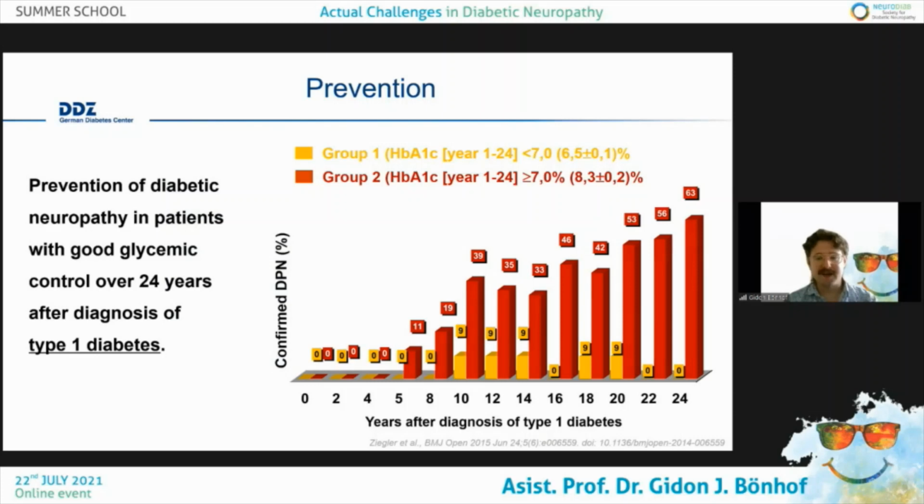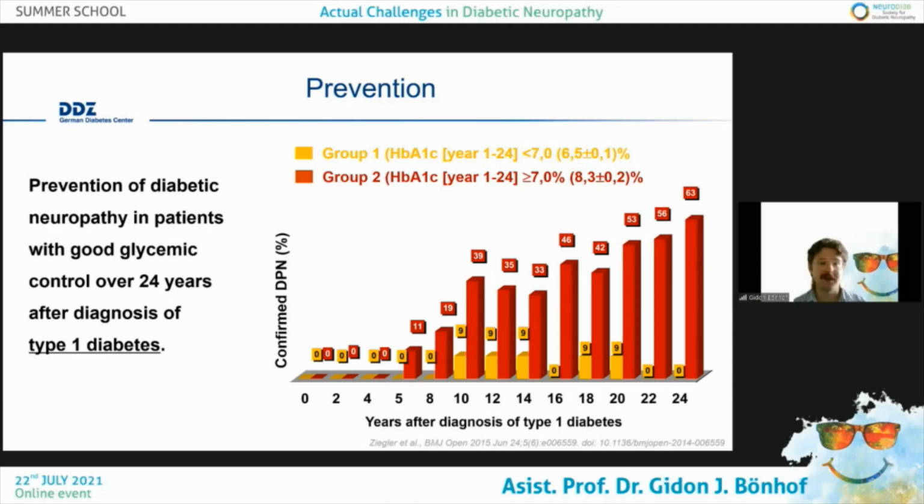On this slide, I show you a study by my boss, Professor Ziegler, that was performed over 24 years, a quarter of a century, with patients with type 1 diabetes. The results were that in patients with type 1 diabetes with A1C levels below 7%, the rate of incidence of neuropathy was significantly lower than in patients with A1C levels above 7%. So you can see that in patients with type 1 diabetes, good glycemic control is really important in the prevention and treatment of diabetic neuropathy.